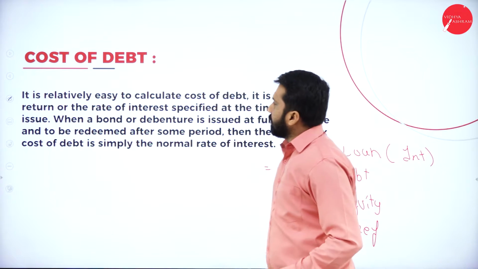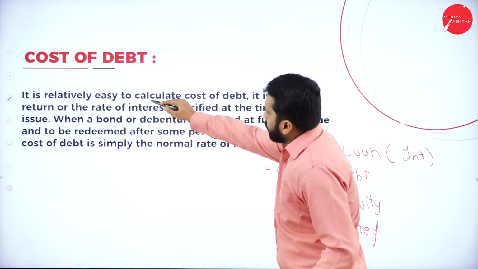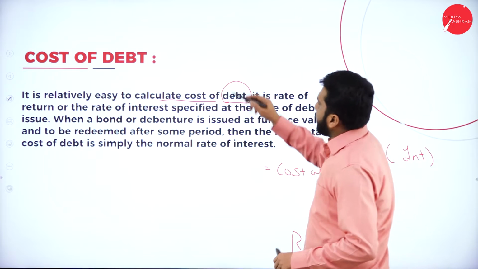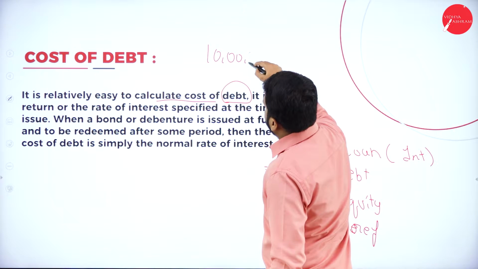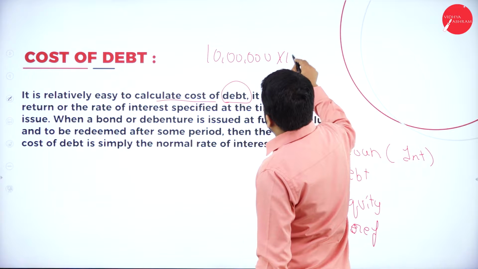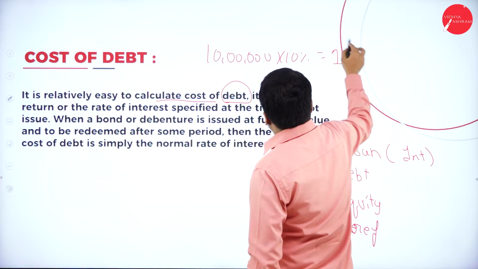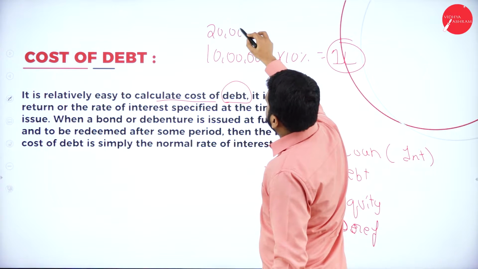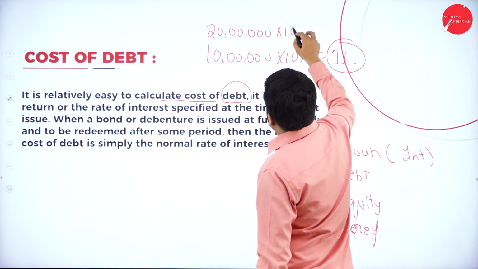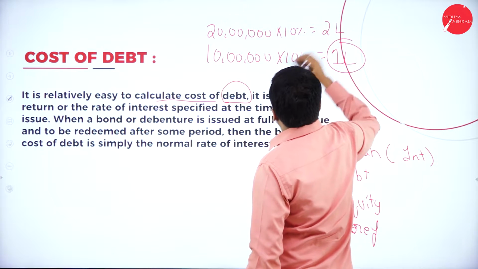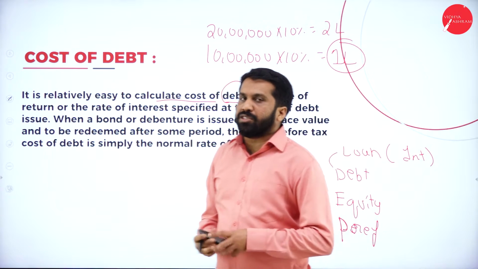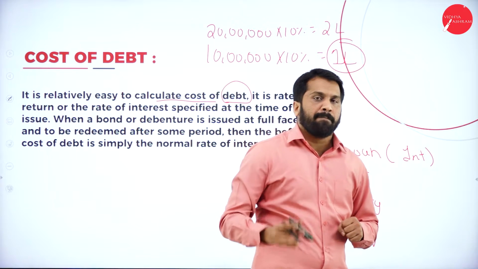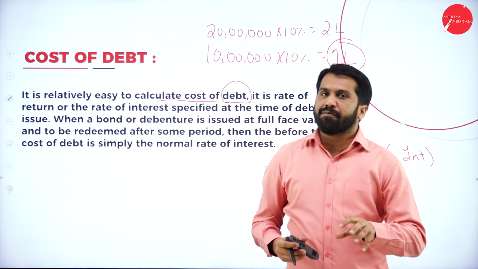Now, as per this, it is relatively easy to calculate the cost of debt. It is very easy. Why? Because if you have taken 10 lakh as a loan, debt, at 10%, how much is it? 1 lakh. Easy calculation. If you have taken 20 lakh as debenture, what is the percentage? 10%. How much is it? 2 lakh. Easy. So whatever money you have collected from the public in the form of debenture, you are supposed to pay fixed interest.